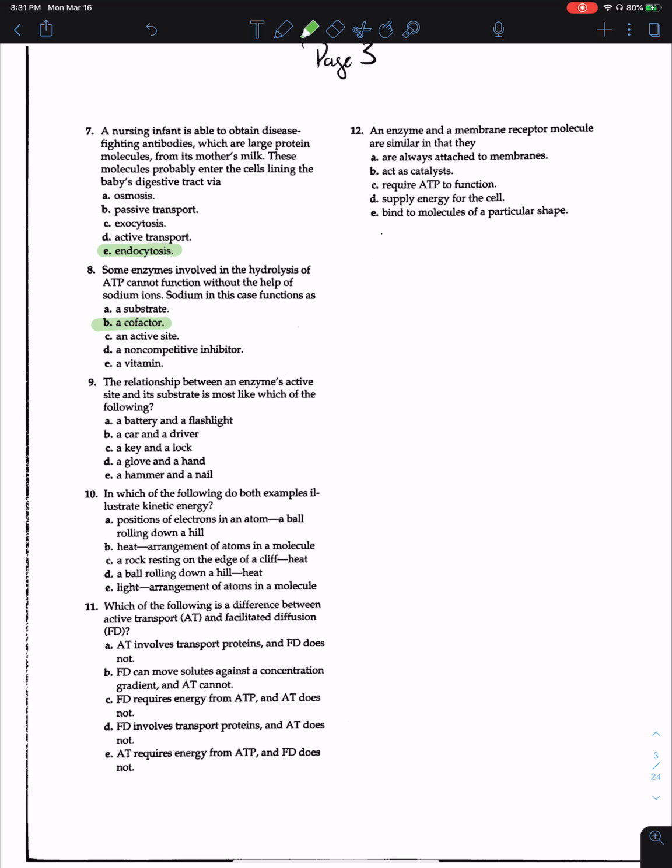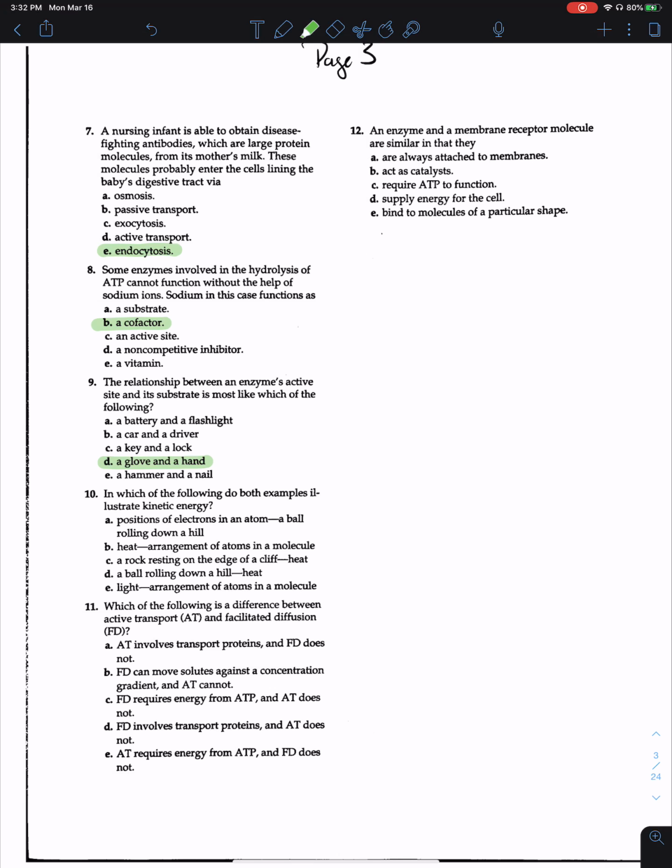For number 9, the relationship between an enzyme's active site and its substrate is most like which of the following? A glove and a hand is the correct answer. An enzyme's active site is part of the enzyme that's actually going to do something, and the substrate is the thing the enzyme will bind to cause some other thing to happen in your body. So it's very similar to a glove and a hand. You know how if you have gloves, your hands fit inside them pretty perfectly? That's kind of the situation here.